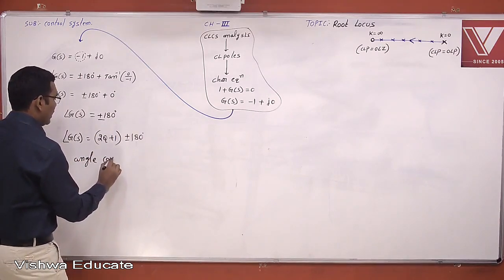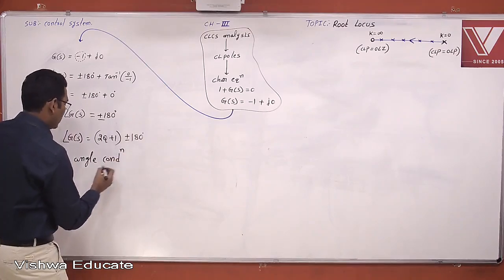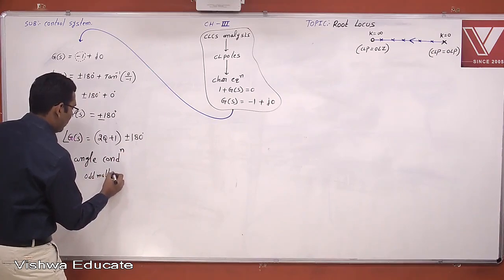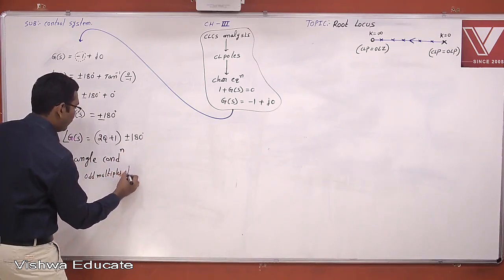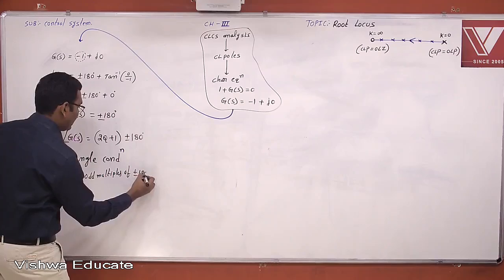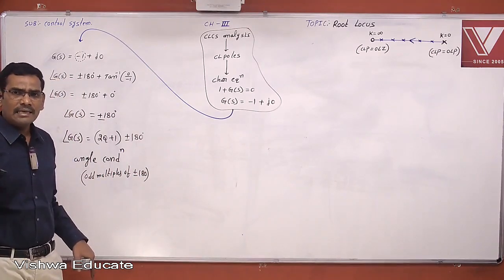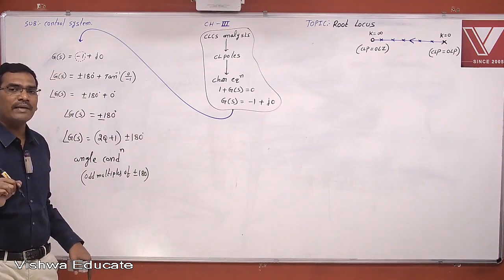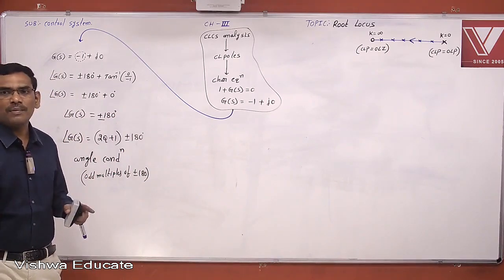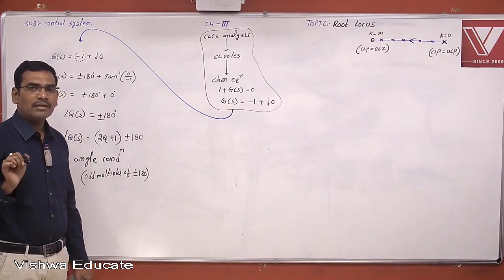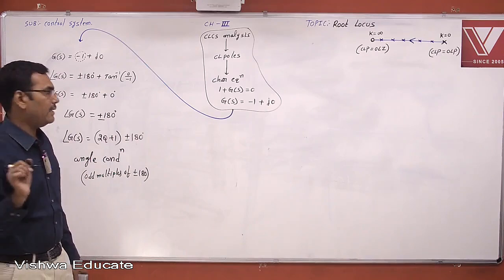This is the angle condition, which is an odd multiple of plus or minus 180 degrees. If an odd multiple of plus or minus 180 degrees is the angle of the open loop transfer function, then that is not open loop control system behavior. That is the behavior of the closed loop control system. This condition is called the angle condition.